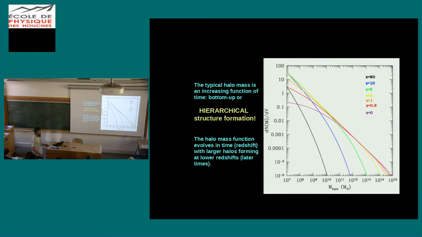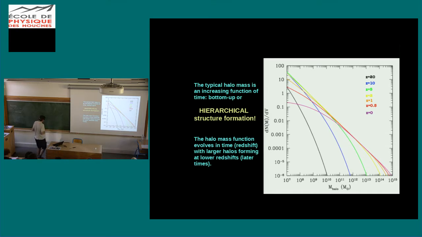10 to the 15 is a typical dark matter halo that hosts a massive galaxy cluster, just to put some scale. And 10 to the 9, 10 to the 10 are maybe typical halos of dwarf galaxies. So just to put things into scale. You see that, for example, halos that can host very massive clusters as we see today start to appear in the universe only around redshift 2 to 1.